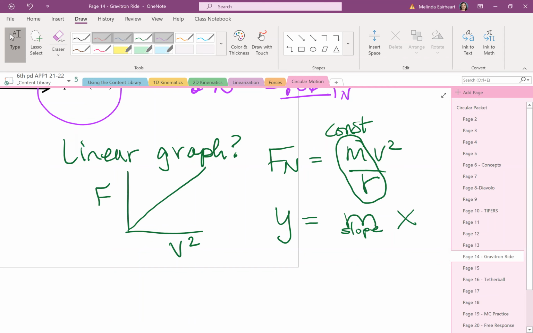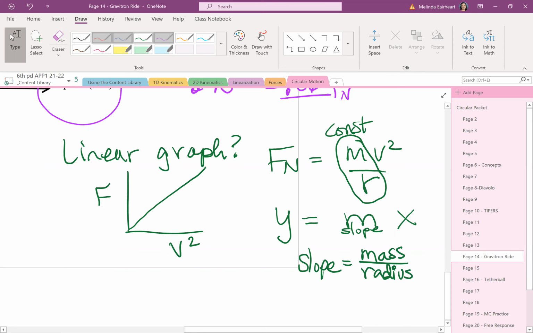Linear graphs have a constant slope. It would represent whatever's constant in your lab or experiment. So your slope would equal mass over radius. And I'm only writing the words because m, I don't want it confused. Okay. Little review of linearization.